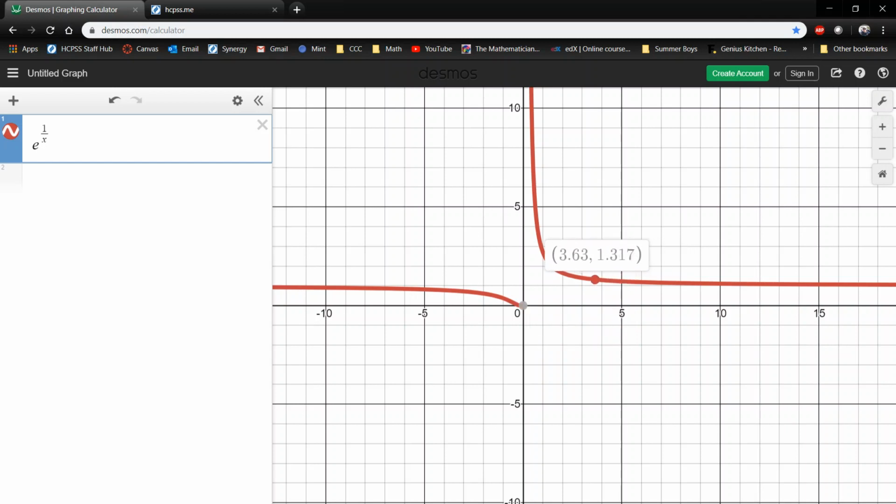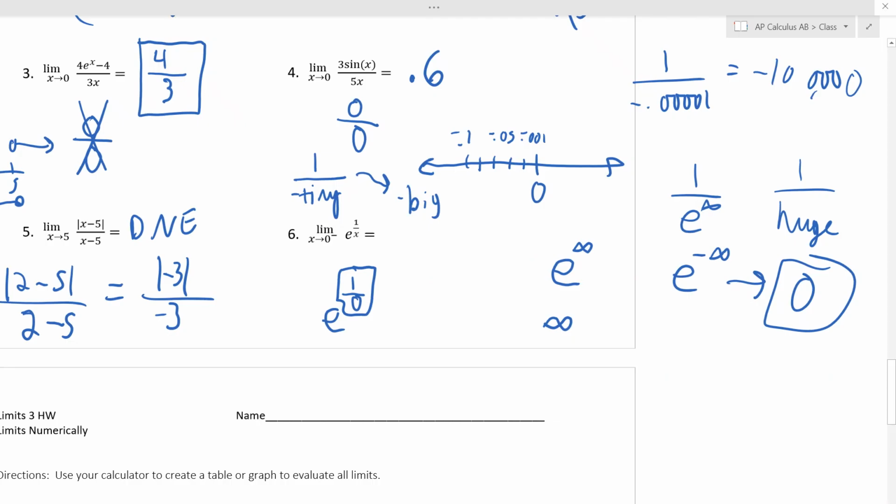On the right-hand side, as I get closer and closer to 0, the graph shoots off the page. It just goes up to infinity. But because I'm only asking about that left-hand side, I can say that the graph is going to get closer and closer and closer to 0 is the answer for that.